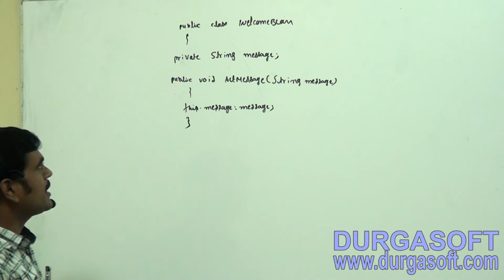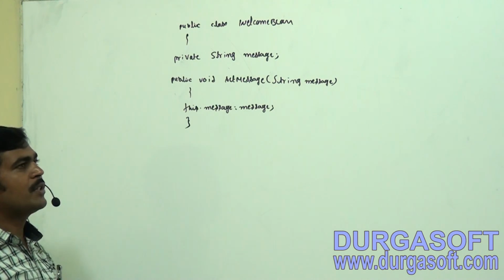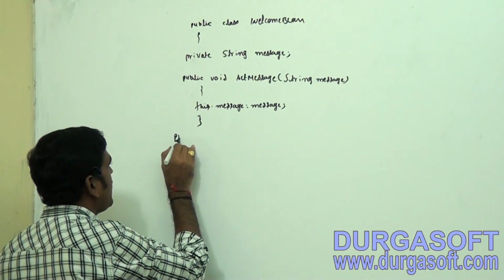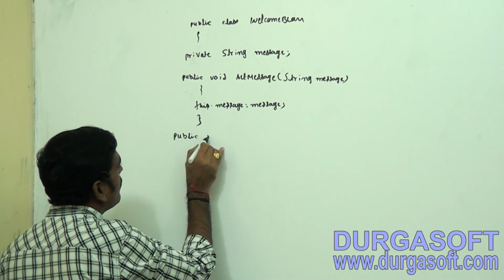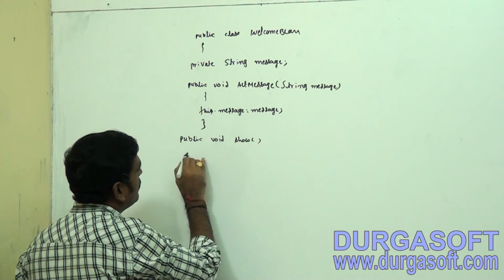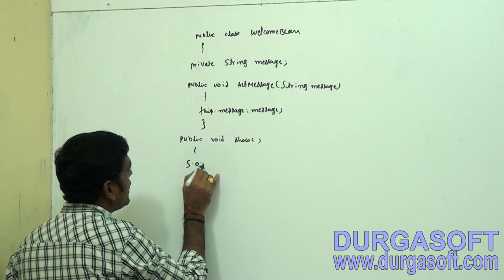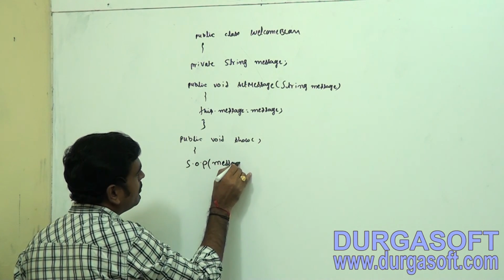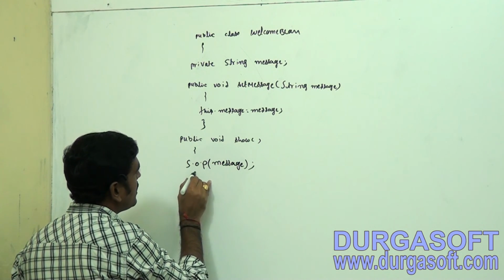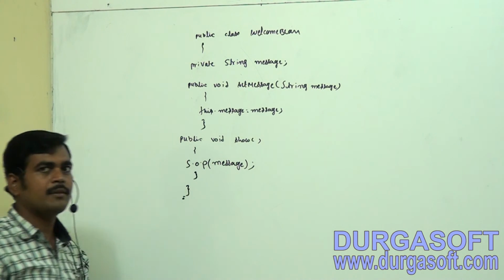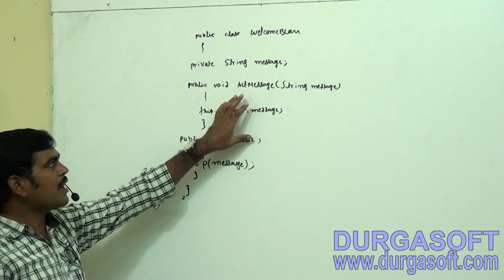Why are we taking this setter method? We will see, don't worry. Now here public void show, and System.out.println, here I am printing message. Close the method, close the class, right? This is my component.